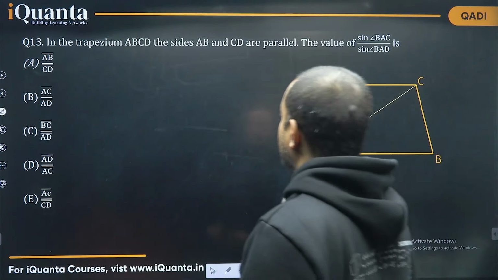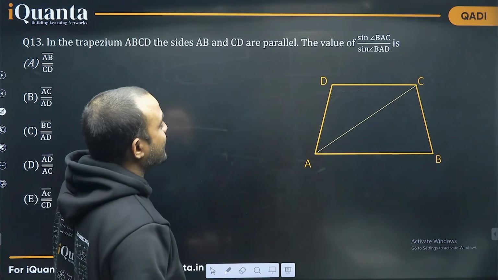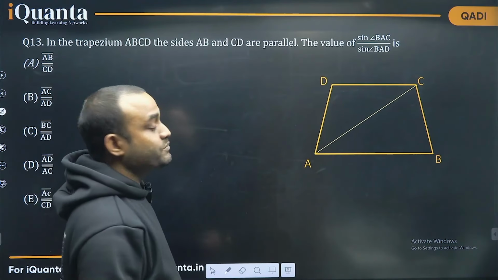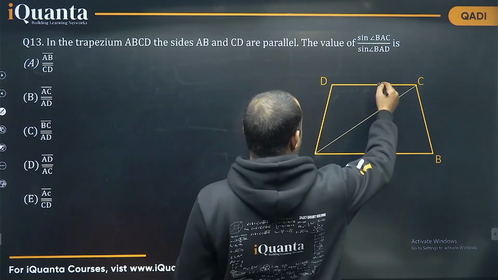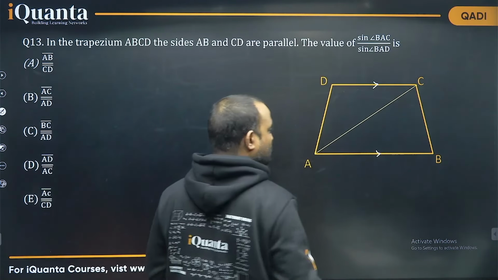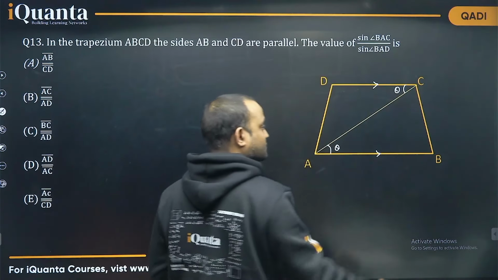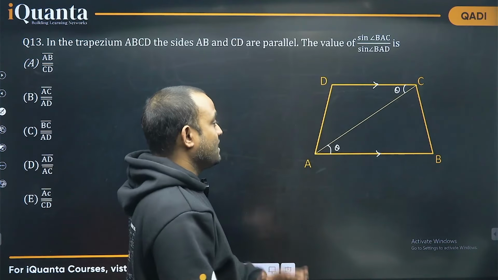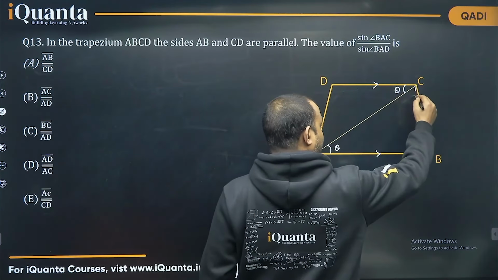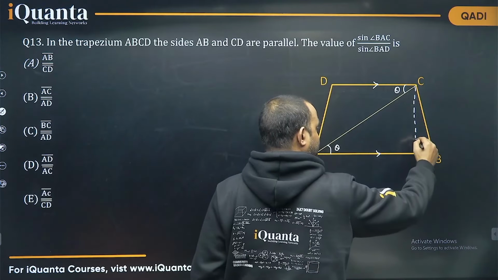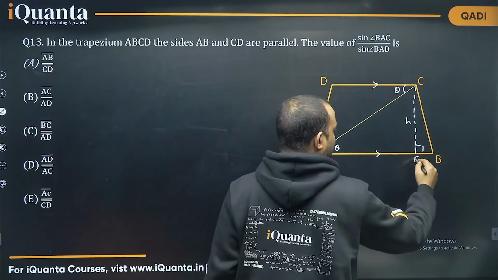In the trapezium ABCD, the sides AB and CD are parallel. The value of sine of BAC upon sine of BAD is? So these two sides, AB and CD, are parallel. If these two are parallel, we can say if this angle is theta, this angle will also be theta, correct? Using the angles property of two parallel lines. Now, if we draw a perpendicular from here, let's say height h and this point is P.